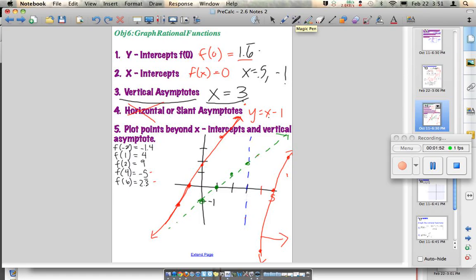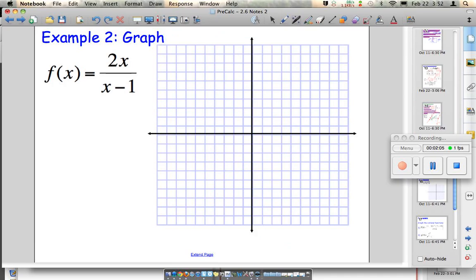That is a complete graph, as beautiful as it is. You are going to have to plug in points and make sure that you get a nice sketch. And you should be able to do this without a calculator for the most part. Let's take a look at one more example, and then I'll show you your checkpoints.